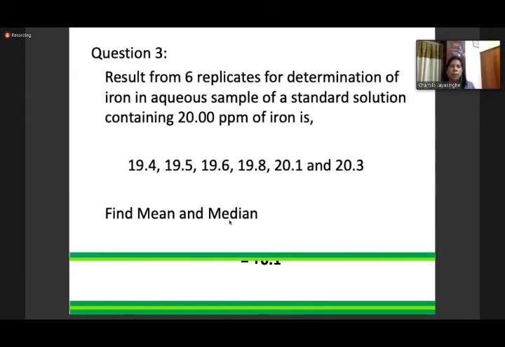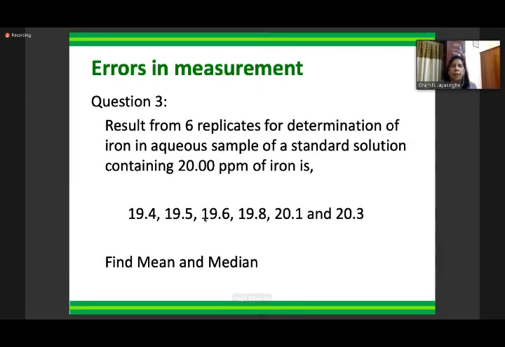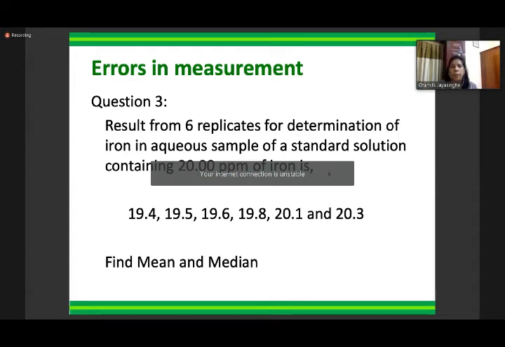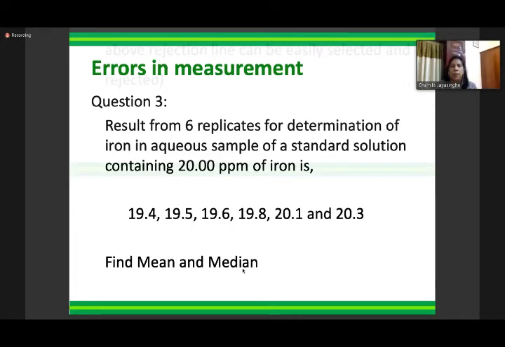So write down these: 19.4, 19.5, 19.6, 19.8, 20.1, 20.3, and also the true standard solution containing 20 ppm of iron. And we need these values to understand the other errors. Until then, I will check the sampling errors in more detail.